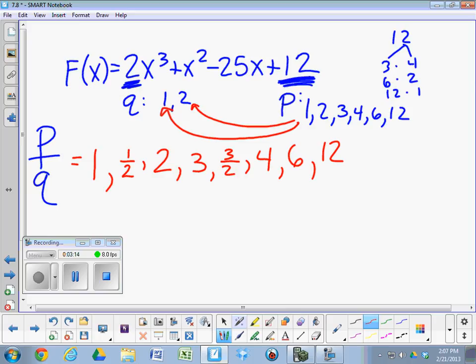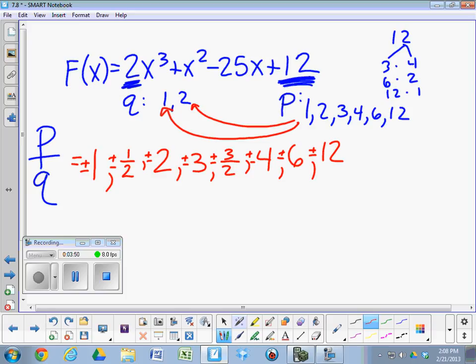So how many suspects are there? There are 8. 1, 1/2, 2, 3, 3/2, 4, 6, and 12. These are all the potential zeros. If it has rational roots, this is where they'll be. Or all their negatives. It's positive or negative 1, positive or negative 1/2, and so on. So if you want to throw the plus minuses in right now, go for it. Or you could just remember, after I check all the positives, I need to check on the negatives.